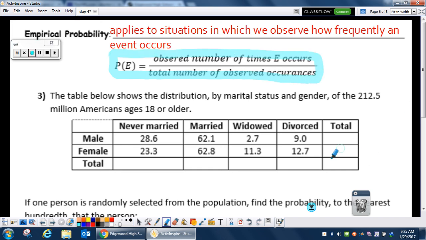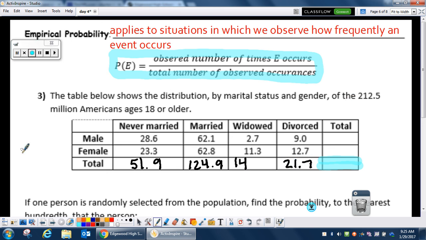So what I'm going to do is highlight this box on your table, which is going to be the most important. You want to add down, because the table is showing the marital status of 212.5 million Americans 18 and over. So the number of males and females never married. Miss Bailey falls into that category as of right now, though. Married, so you would add downward. Widowed, which means one of their spouses died. And divorced.